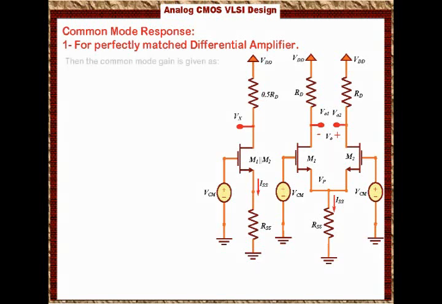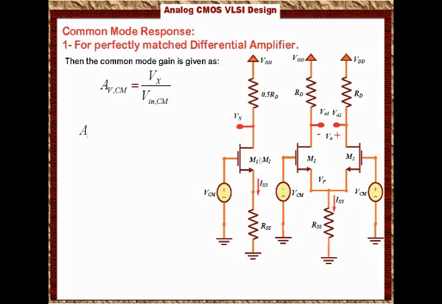Then we can say that the common mode voltage gain, which we're going to call Av common mode, will equal Vx, which is the output voltage at the drain of this parallel transistor, over Vin common mode. And we know the gain for this amplifier is nothing but the top resistance over the bottom resistance.